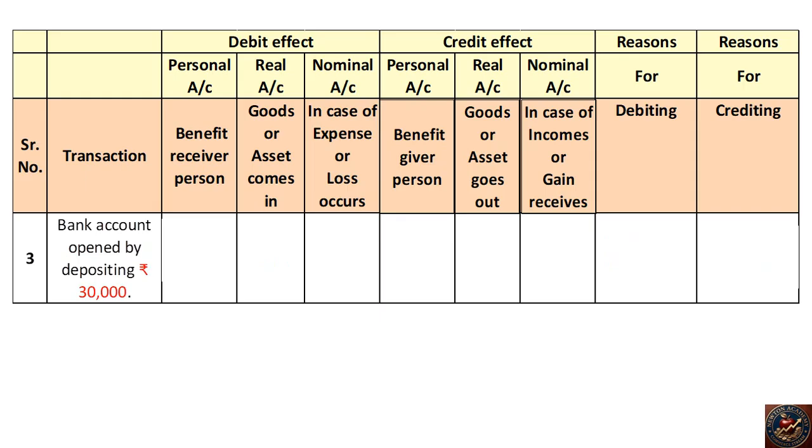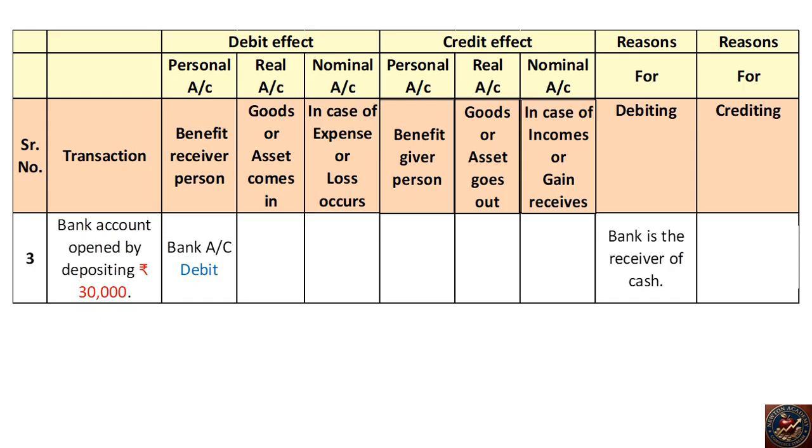Bank account opened by depositing 30,000 rupees. The debit side, the bank is an artificial legal person. When we open an account and deposit money, the bank receives that money. According to the personal account rule, we debit the receiver. Therefore, we debit bank account. The reason for debiting is simple. Bank is the receiver of cash.